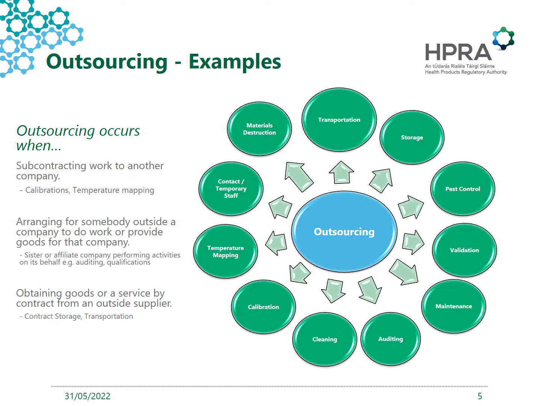Here are some further examples of outsourcing. Subcontracting work to another company, calibrations or temperature mapping, arranging for somebody outside a company to do work or provide goods for that company. So maybe a sister or affiliate company performing activities on behalf of your company. For example, auditing or the qualification of suppliers or customers. Another example of outsourcing is obtaining goods or a service by contract from an outside supplier. For example, contract storage or transportation.